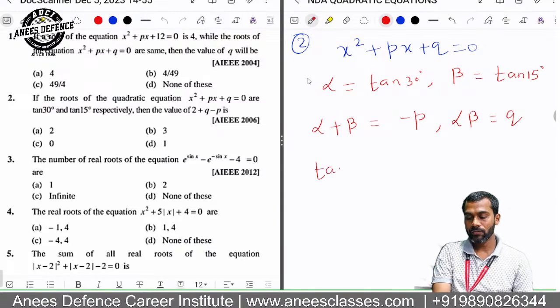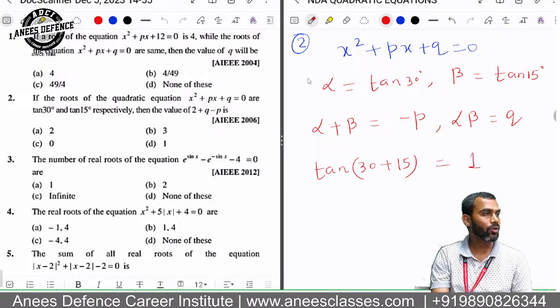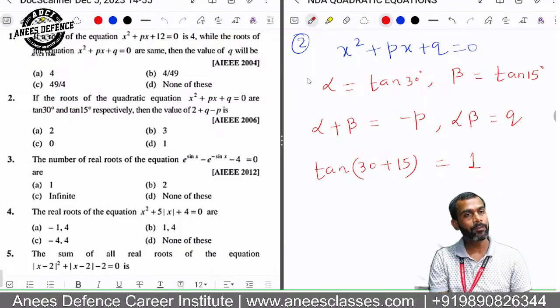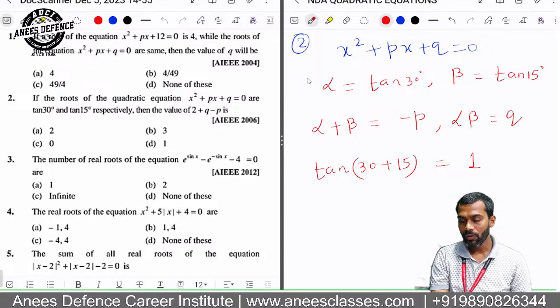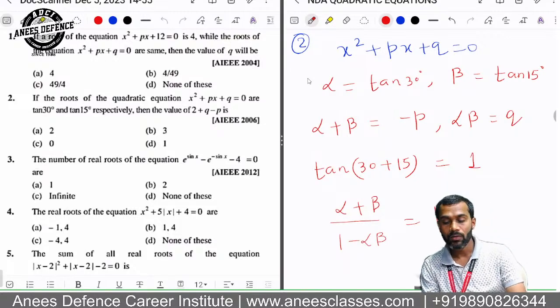What is tan 30 plus 15? Yes or no? Tan 30 plus 15, I mean the tan a plus b formula. Tell me, tan a plus tan b upon 1 minus tan a tan b. So can I write alpha plus beta divided by 1 minus alpha beta? I hope it is clear. Yes or no?